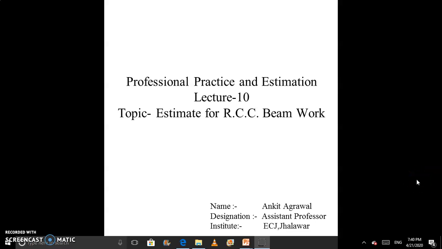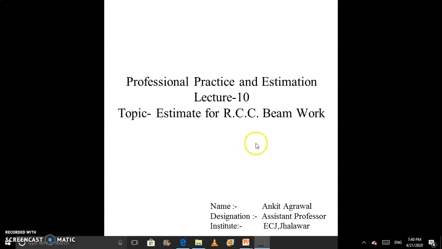Hello everyone, this is our 10th lecture and the topic of today's lecture is estimate for R.C.C beamwork. In our previous lecture, we already studied the estimate of R.C.C slab work, in which we had to find quantities of slab, for example, concrete, reinforcement and formwork. The same quantities we find for the beam.